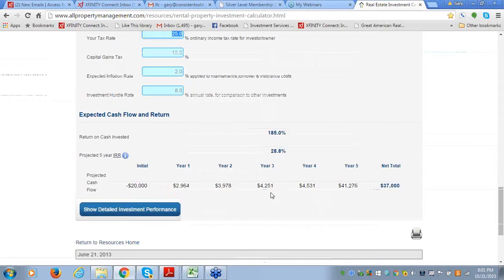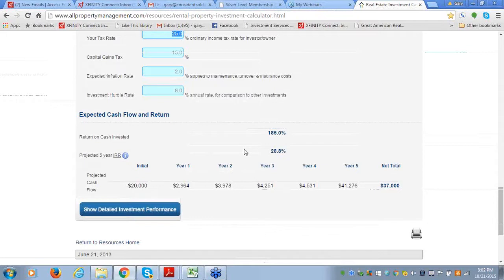3,000, 4,000, 4,200, 4,500, 41,000 is cumulative. That's why it's 41,000. It's not like all of a sudden that you're ahead of the game by 41 grand, which is 10 times the prior year. Okay. But if you add all these up and net it out, it comes to $37,000 cash flow over a 5-year period. Okay. By the way, this is your internal rate of return, projected internal rate of return.